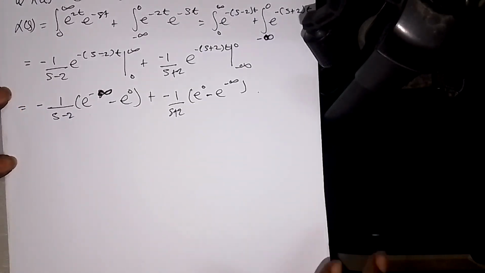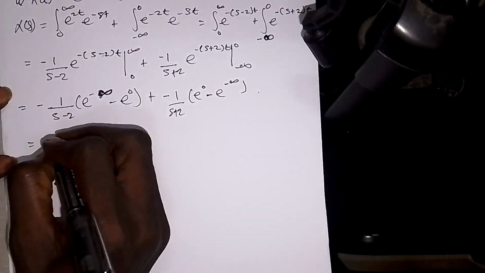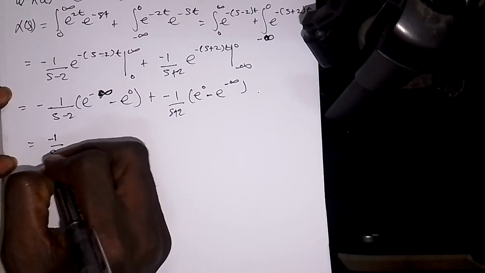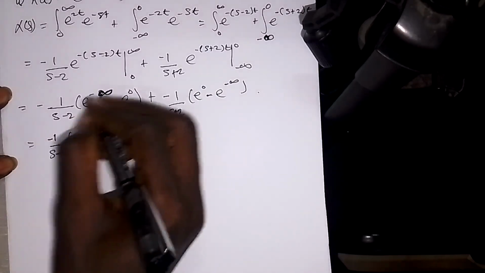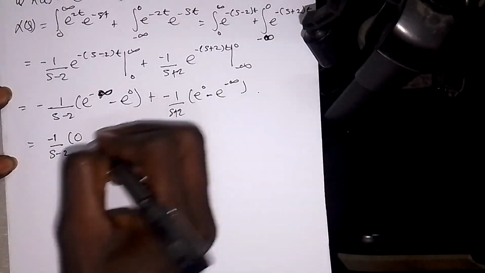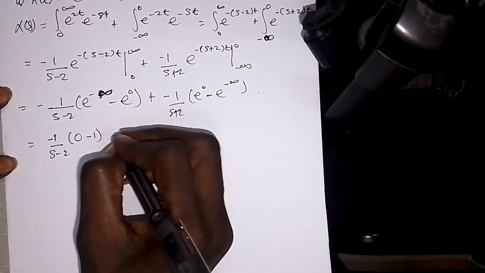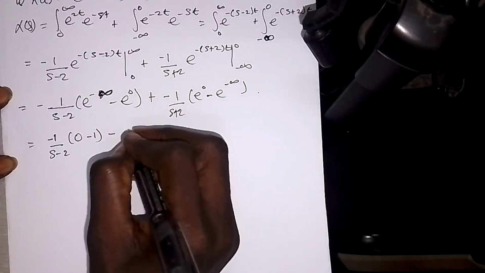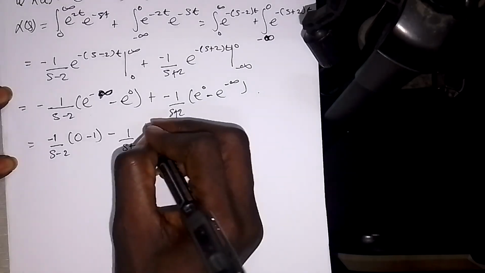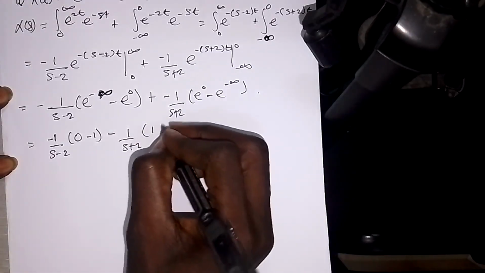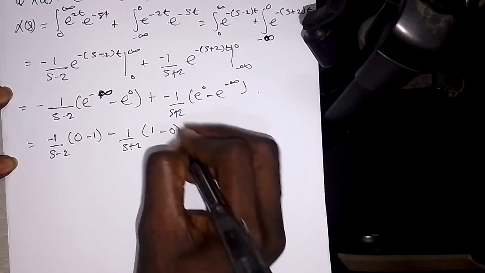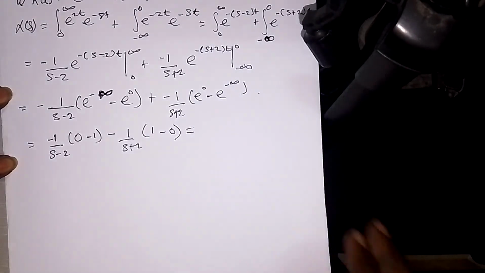So now if I have this one, then I'm going to have minus 1 over s minus 2 into e exponent minus infinity, which is 0, and then here is minus 1. And then here it will be minus 1 over s plus 2. Here e exponent 0 is 1, and here is minus 0.